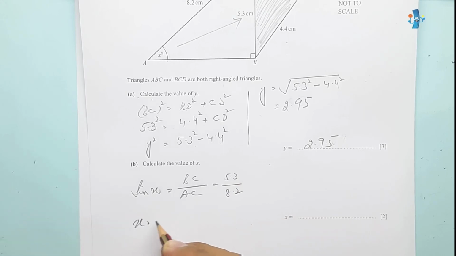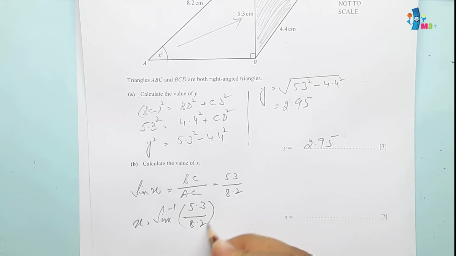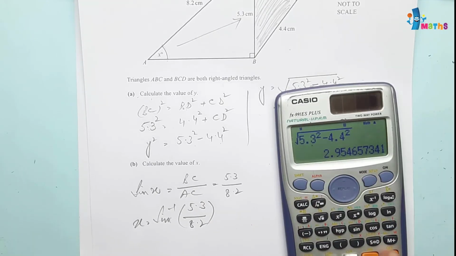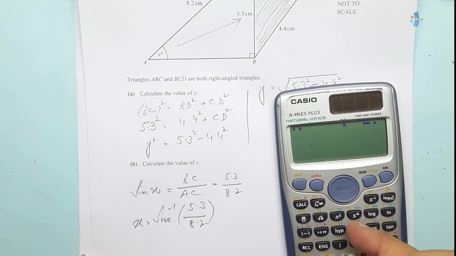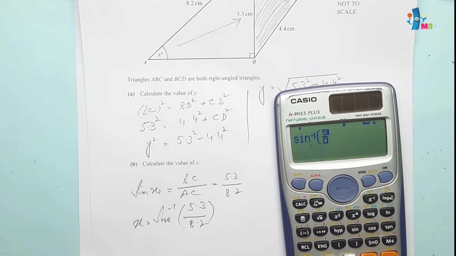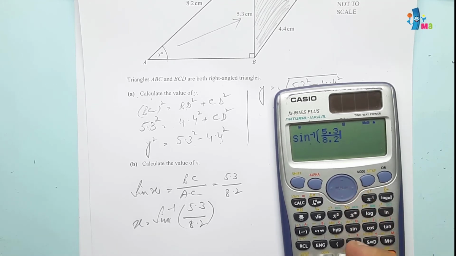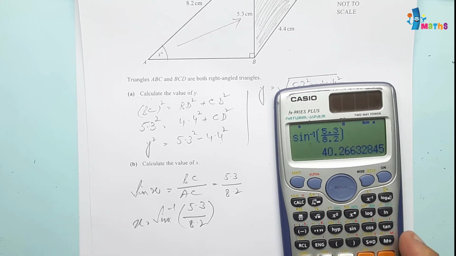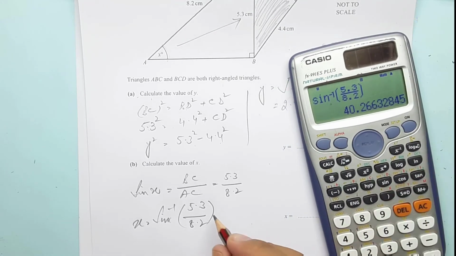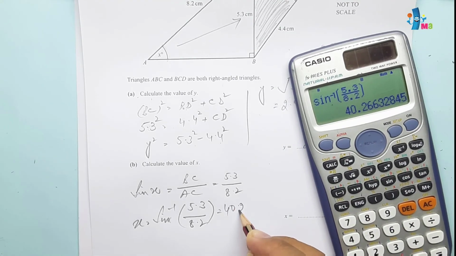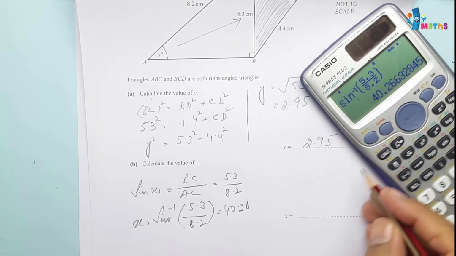So x will be equal to inverse sine of 5.3 over 8.2. Inverse sine of 5.3 divided by 8.2 will be equal to 40.26. So we can write it as 40.3.